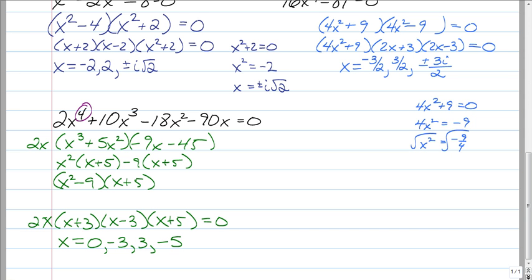Again, as you see, factoring is very important for this semester, so make sure you've got all of your factoring down.